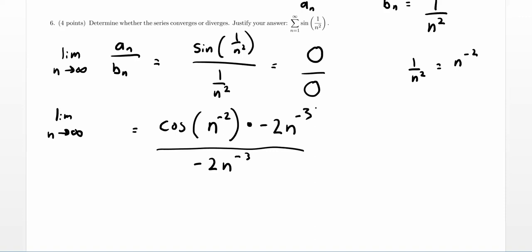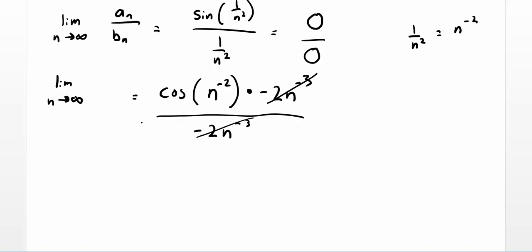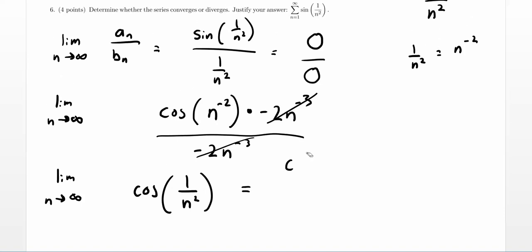Now we see that this stuff cancels, which is nice. So we're actually taking the limit as n goes to infinity of cosine of 1 over n squared. Again, we know 1 over n squared goes to 0. This is just really cosine of 0, which is from the unit circle, that's 1.